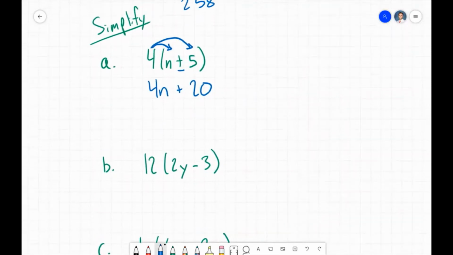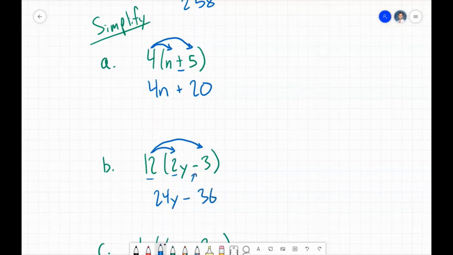The next one, we have 12 times, in parentheses, 2y minus 3. So again, using this distributive property here, 12 times 2y, 12 times 2 is 24, so 12 times 2y is 24y, and 12 times 3 is 36, and we've got a subtraction here, so 24y minus 36.